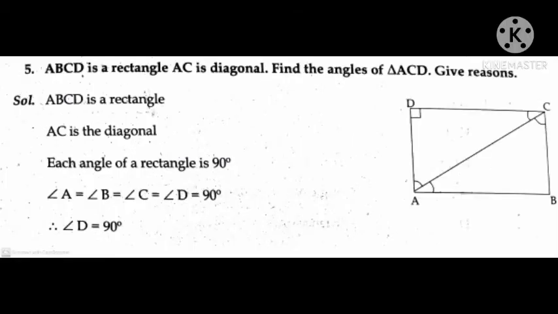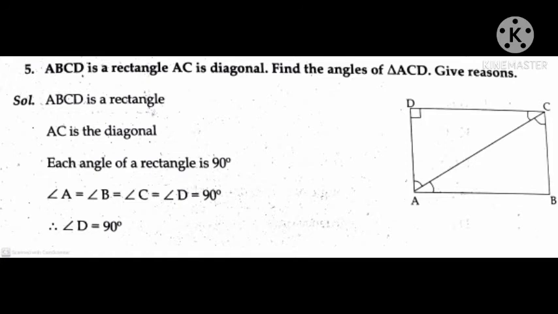Last question in exercise 8.1, that is the fifth one. ABCD is a rectangle, AC is a diagonal. Find the angles of triangle ACD and give reasons. Solution. ABCD is a rectangle and AC is a diagonal. Each angle of a rectangle is 90 degrees according to the properties of a rectangle.